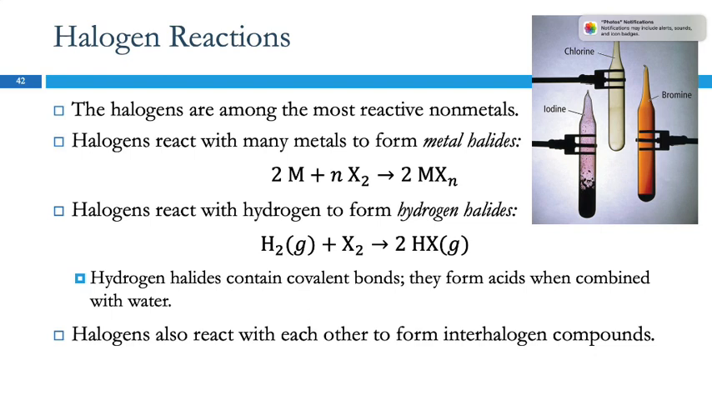Halogen reactions. The halogens are very reactive nonmetals. So they will react with a lot of metals to form metal halides. And the formula here is going to be based on what kind of an ion the metal takes. Halogens can react with hydrogen to make hydrogen halides. So this hydrogen halide here could be like hydrogen chloride.